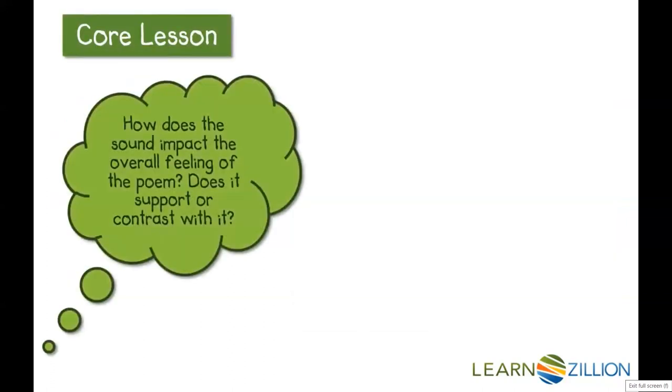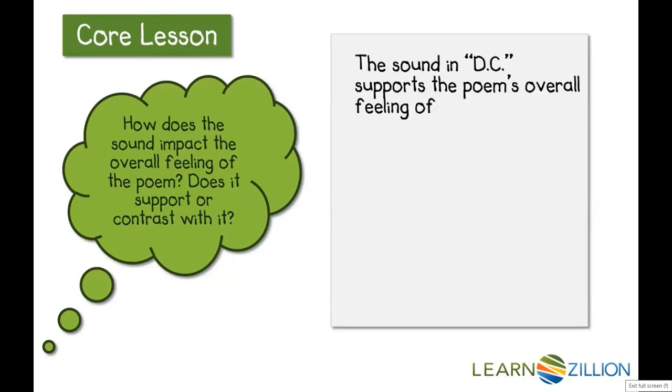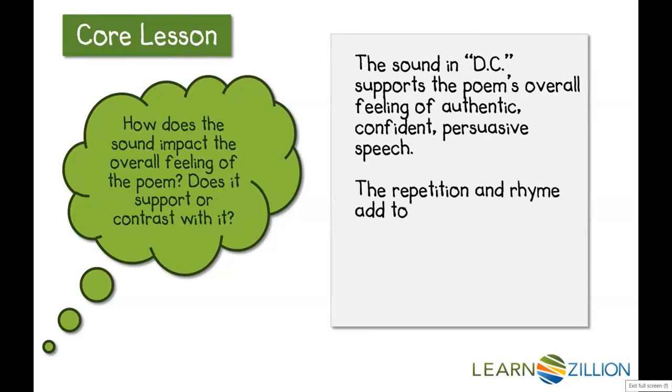Finally, we should reflect. How does this sound impact a reader's feelings? Does it support or contrast with the poem's overall feeling? Because the poem on the whole is free verse and conversational, the sound definitely supports that idea. Repeated grammar and phrasing, to this, to that, to this, sounds like the speaker is listing his ideas rapidly, and rhyming words, like crime most of the time, add a rhythm or cadence to the poem, almost making it sound like a speech given to a group of people.